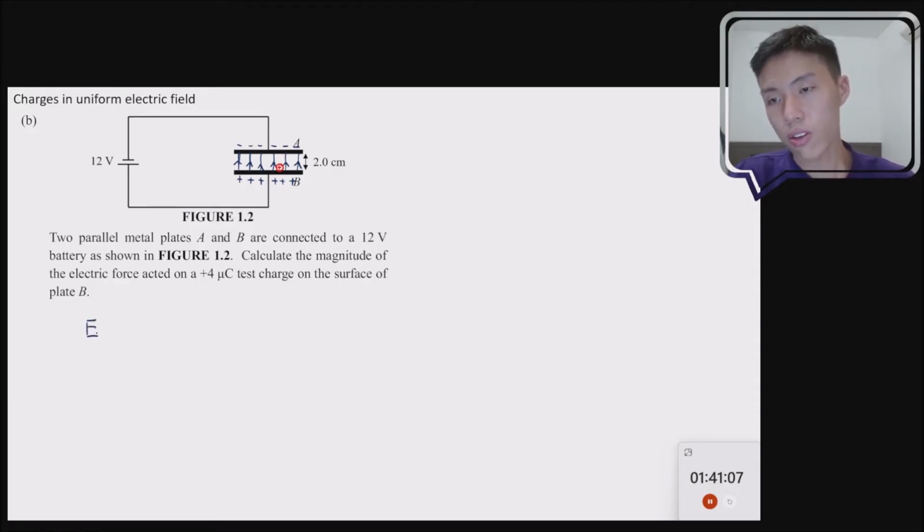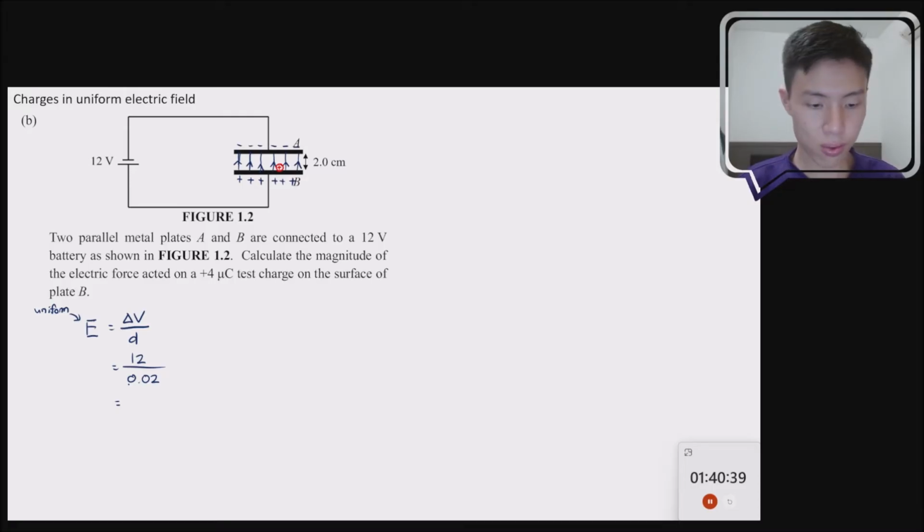If it's a uniform electric field, you can use this equation: E is equal to delta V over d. Delta V is the potential difference across the two plates. That's 12 volts because that is what you connect across the two plates, a 12-volt battery. The distance between them is 2 cm, which is 0.02 m. So 12 volts divided by 0.02 gives an electric field equal to 600 Newton per Coulomb.